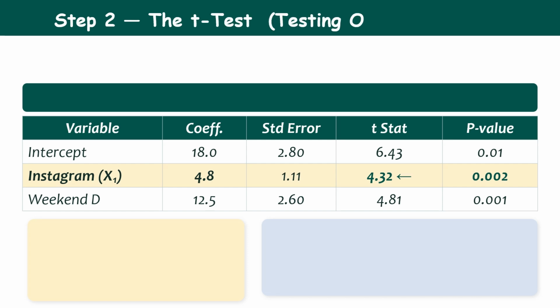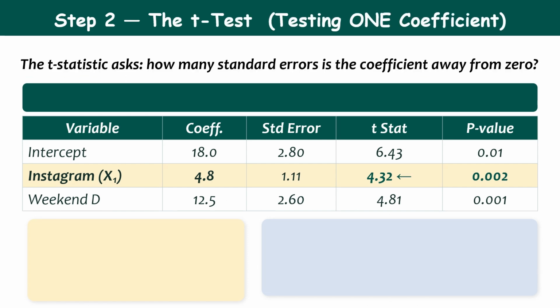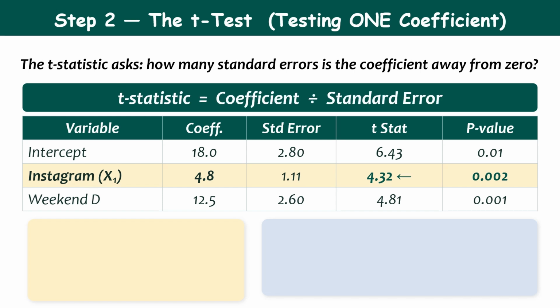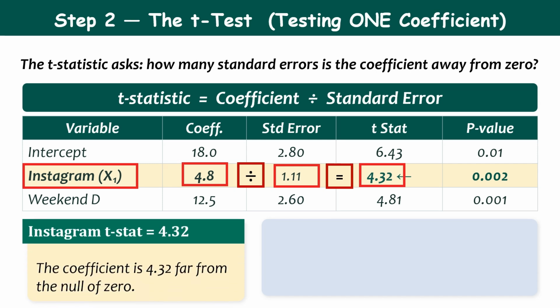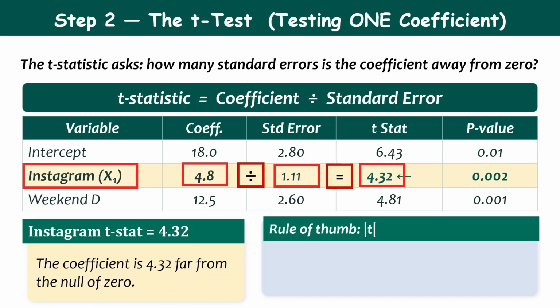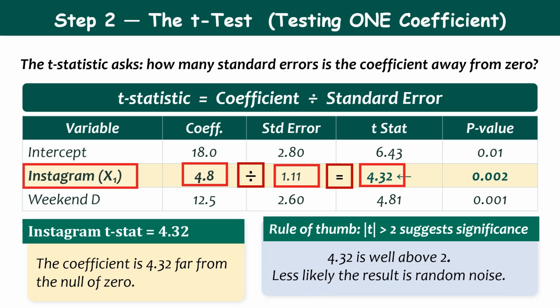The first test is the t-test. It tests one coefficient at a time. The formula, t-statistic equals coefficient divided by standard error. For Instagram, coefficient is 4.8. Standard error is 1.11. 4.8 divided by 1.11 equals 4.32. That is far from the null of 0. Rule of thumb, if the absolute value of t is greater than 2, the result is likely significant. 4.32 is well above 2. Good sign.